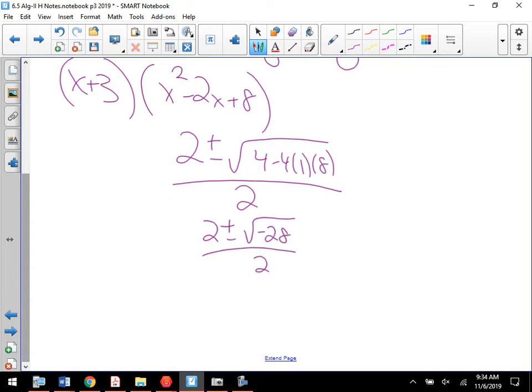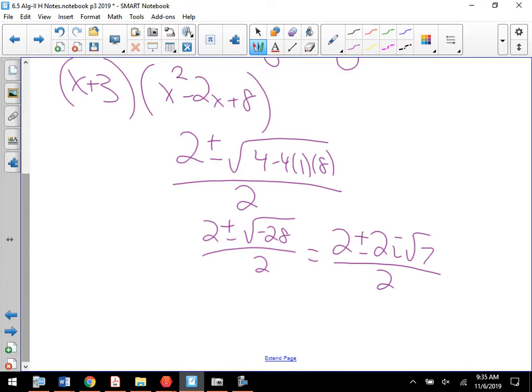28 has a pretty easy square-rootable thing, if that makes any sense. Simplifying, that's the word I was looking for. I can simplify 28 rather easily. What do you get? 2 root 7, but it being a -28, what do I take? I. So this gives you 2 plus or minus 2i root 7 all over 2.